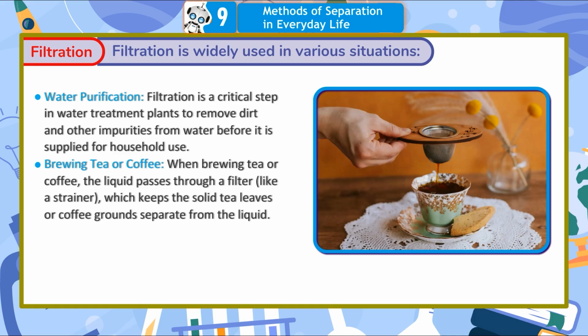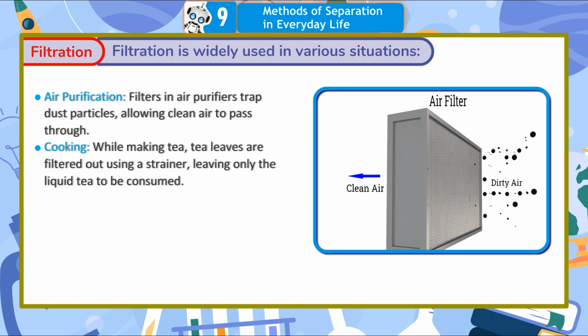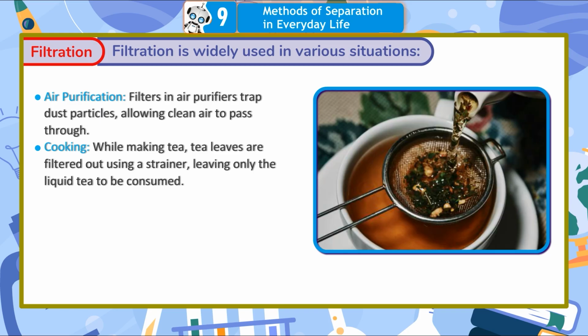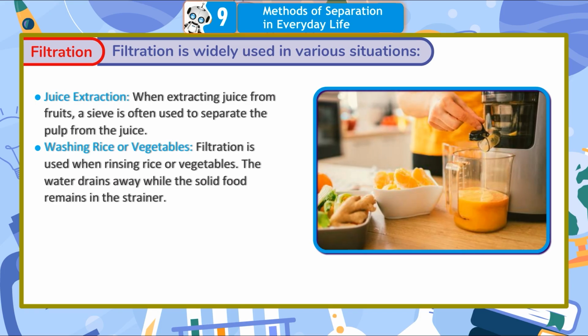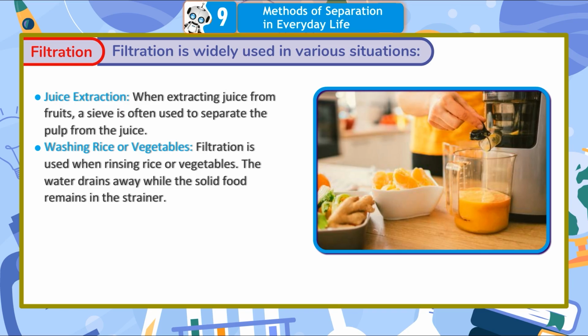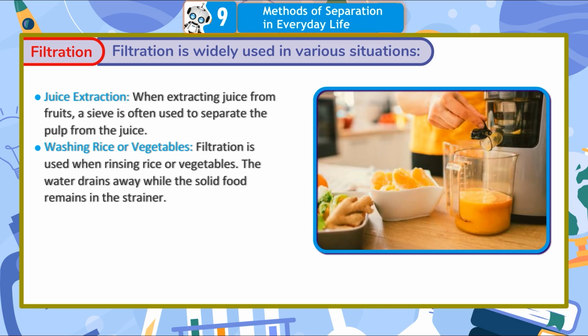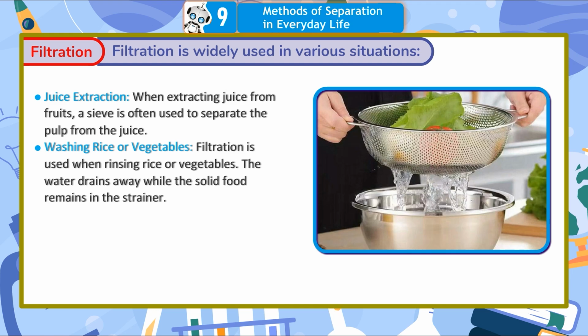When brewing tea or coffee, the liquid passes through a filter like a strainer, which keeps the solid tea leaves or coffee grounds separate from the liquid. Air purification. Filters in air purifiers trap dust particles, allowing clean air to pass through. Cooking. While making tea, tea leaves are filtered out using a strainer, leaving only the liquid tea to be consumed. Juice extraction. When extracting juice from fruits, a sieve is often used to separate the pulp from the juice.